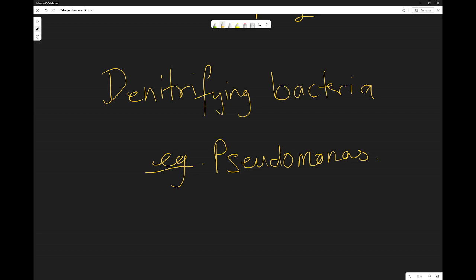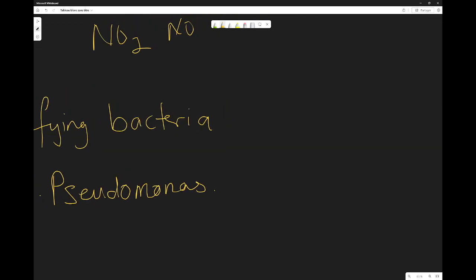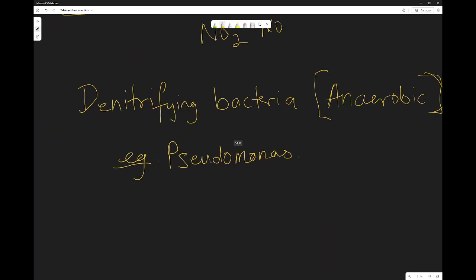Now, denitrifying bacteria usually transform nitrates in extremely wet and swampy areas, or grounds where there is very little oxygen. So we're generally looking for the conditions to be anaerobic. So this usually happens better in swampy areas, wet soil, where there's less oxygen dissolved. So they are usually anaerobic types of bacteria.